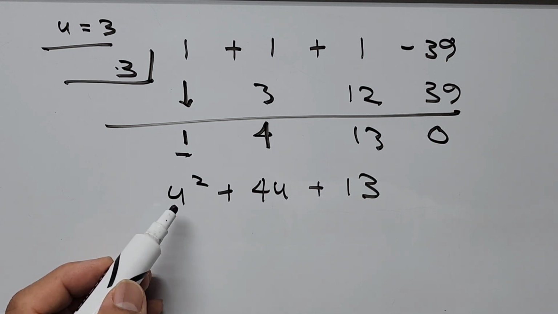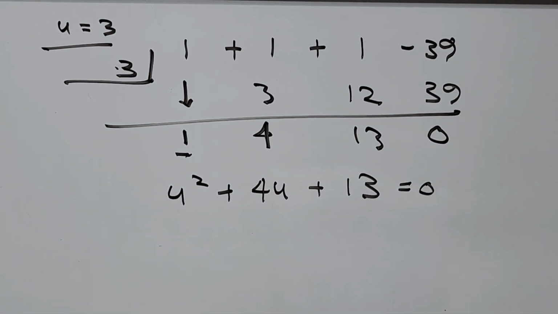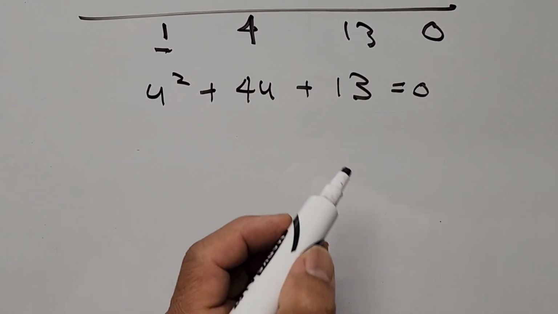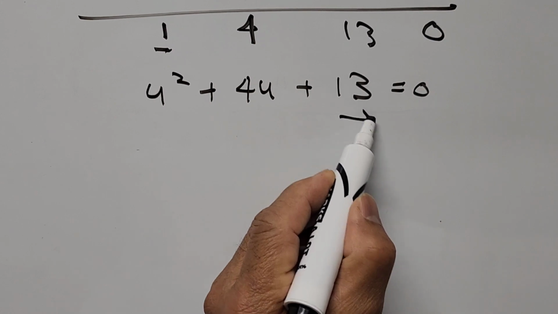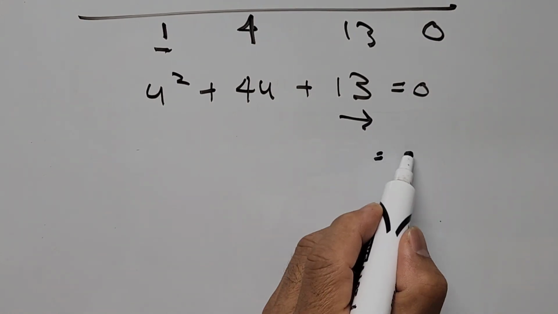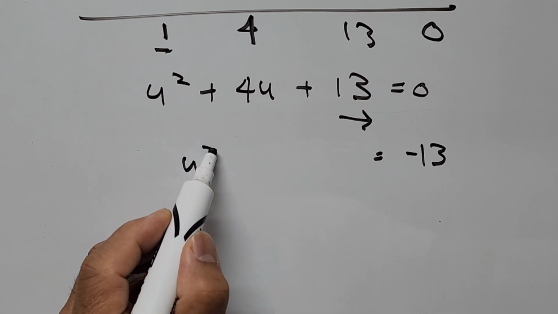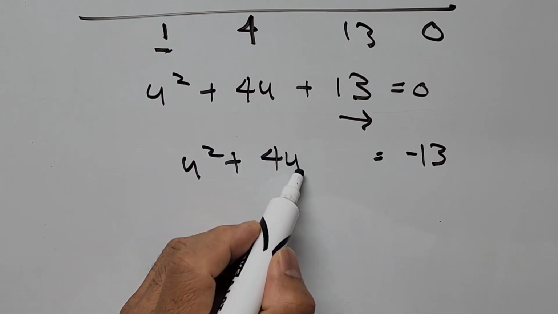And if we equate this to 0, we have a quadratic equation. Now we can solve for the value of u by the quadratic formula or by completing the square, whichever you prefer. Here, if we use the completing the square method, the first step is to put the constant to the right, so we have negative 13. On the left hand side we have u squared plus 4u.